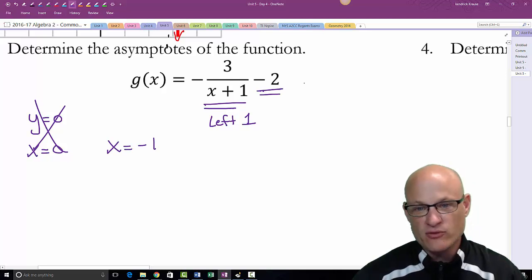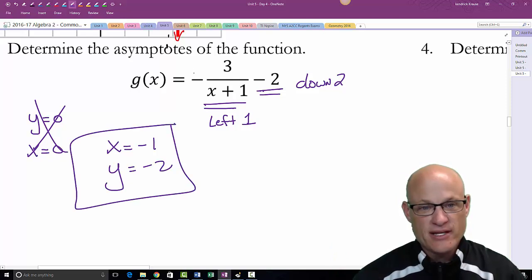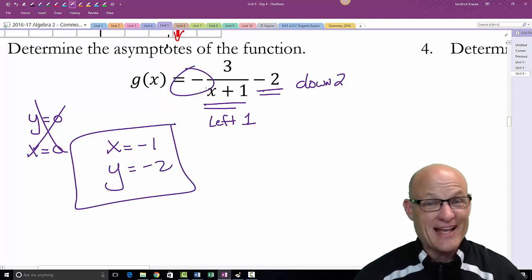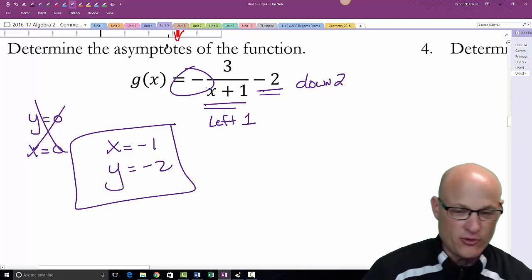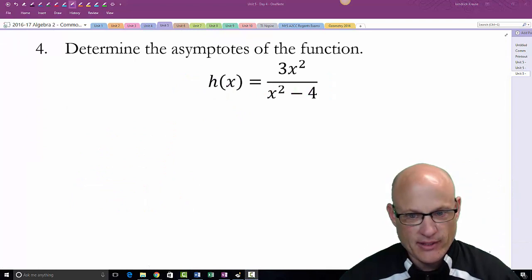What did I do here? I moved down 2. That means my horizontal asymptote is going to shift down 2. So my new horizontal asymptote is y equals negative 2. Now this negative has nothing to do with the asymptotes. That's just a reflection. So don't get confused by that. All right, children, let's see what we got here.